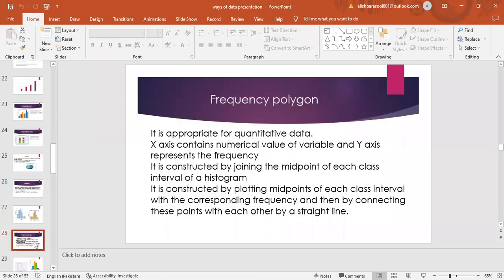Frequency polygon. It is appropriate for quantitative data. The x-axis contains the numerical value of the variable and the y-axis represents the frequency. It is constructed by joining the midpoint of each class interval of a histogram. It is constructed by plotting midpoints of each class interval with the corresponding frequency and then connecting these points with each other by straight lines.